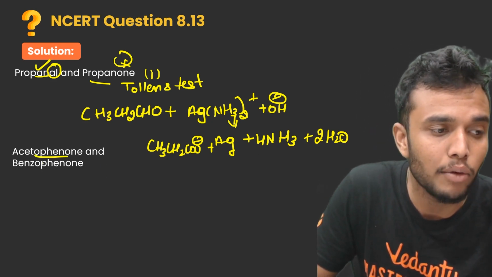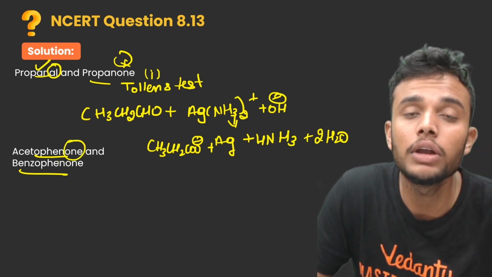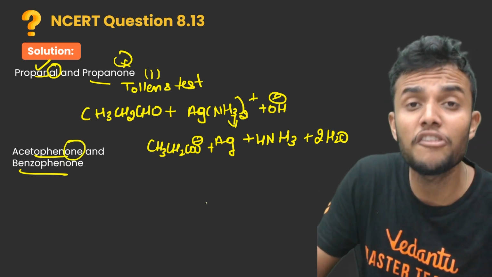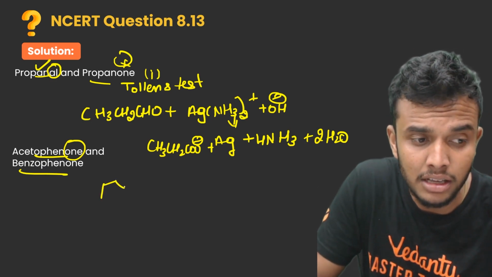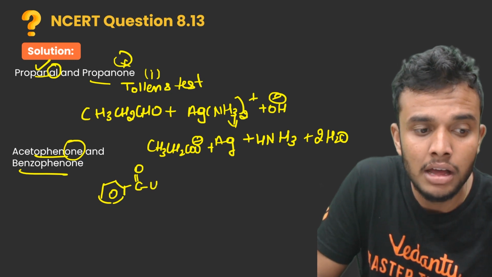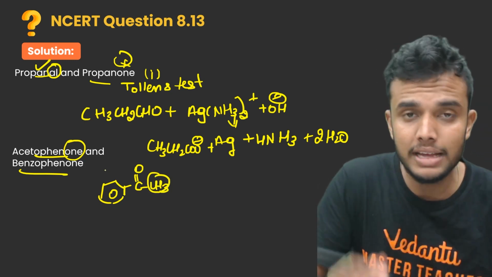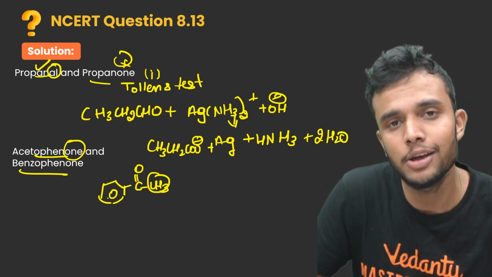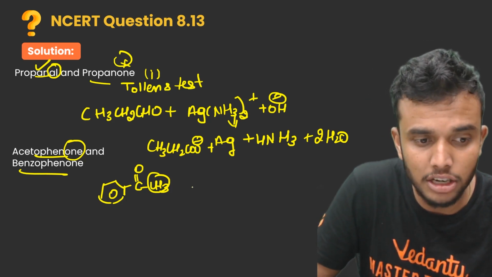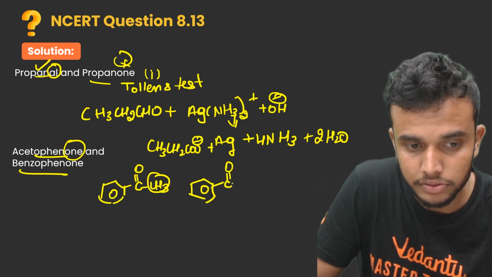Next, move on to the second pair, acetophenone and benzophenone. Both are ketones, but we already know the structure of acetophenone. It contains one CH3 group, but benzophenone contains two phenyl groups, one on each side. The structure of benzophenone is this.